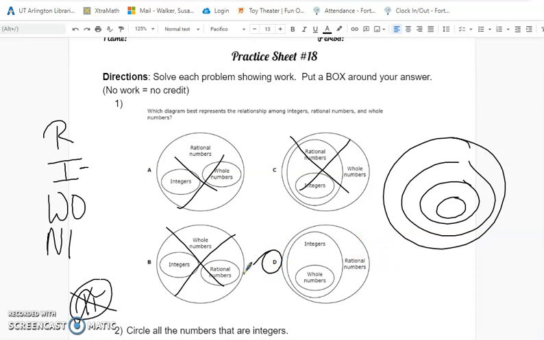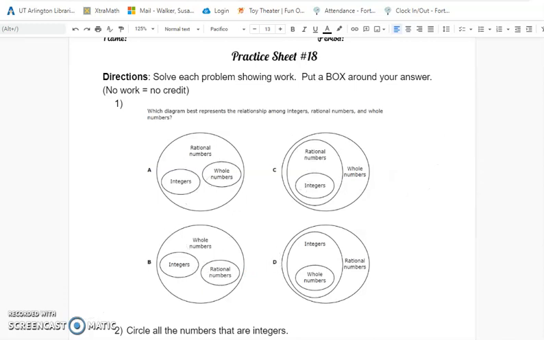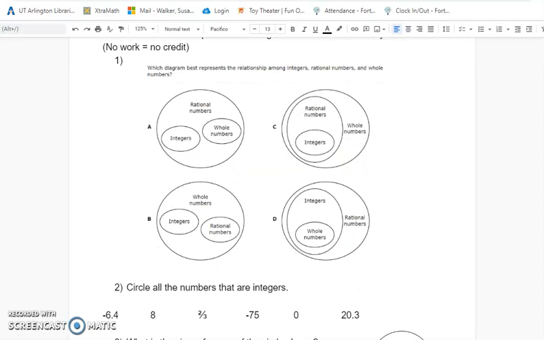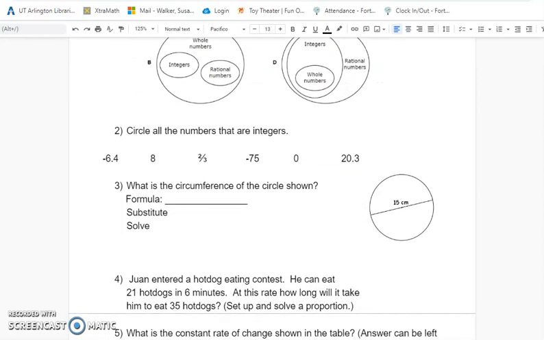Now, what do we know about integers? No fractions, no decimals. That's what we know about integers. Oh, well, look at number 2. Circle all the numbers that are integers. The ones that are integers have no fractions unless they're trying to trick you, and no decimals unless they're trying to trick you. So get rid of those. Everything else should be an integer.